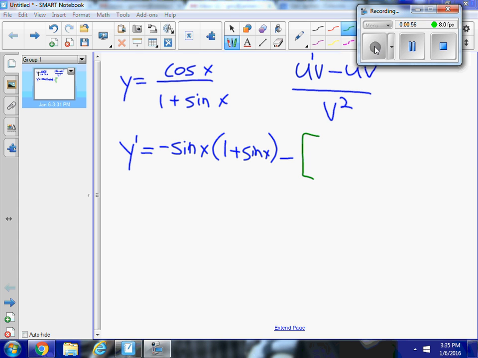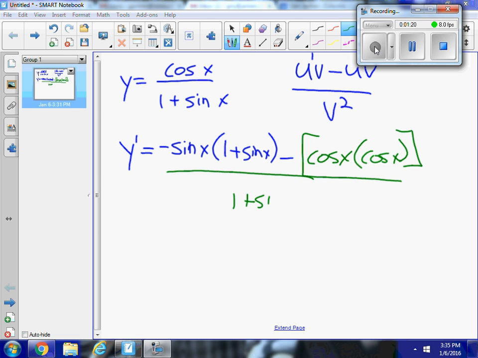Well, first I have u, so I have cosine x times the derivative of v. The derivative of 1 is 0, so I don't need to worry about that. And the derivative of sine x is cosine x. And all of that is over v squared, 1 plus sine x squared. So let's see if we can simplify this a little bit.